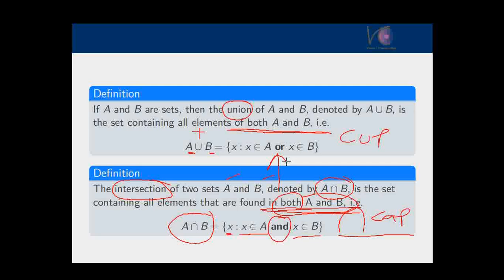And this implies that this element should be automatically in A and in B. For example, if we have our set A to be 1, 2, and 3, we also have our set B to be 2, 4, and 5. So when you look at these two sets, we are looking for the element X such that this X is in set A, and the same element X should be in B.